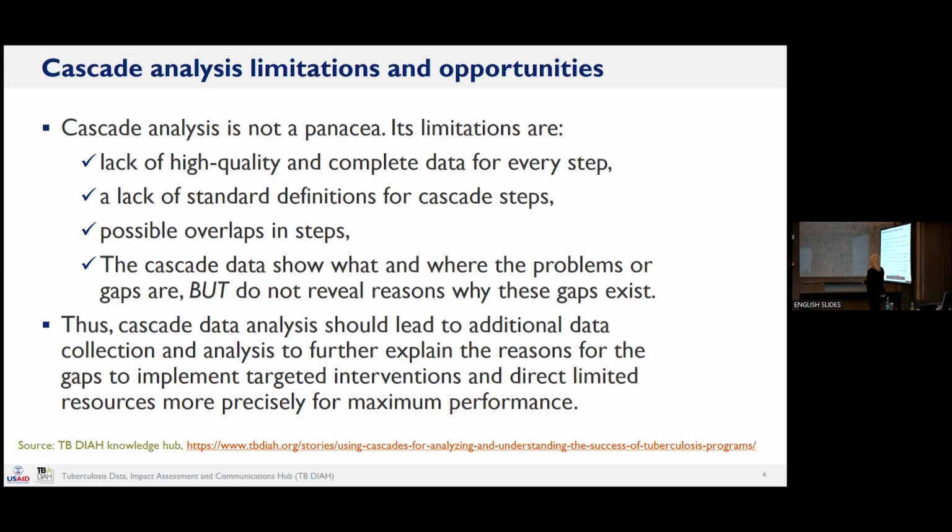So the first point, what does it mean? A lack of high quality and complete data for every step. How would you interpret this gap? How would you understand it? How would you explain what it means? Because it limits the possibilities of the cascade analysis.